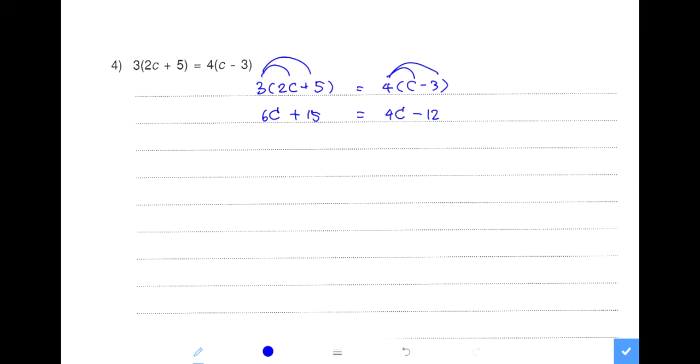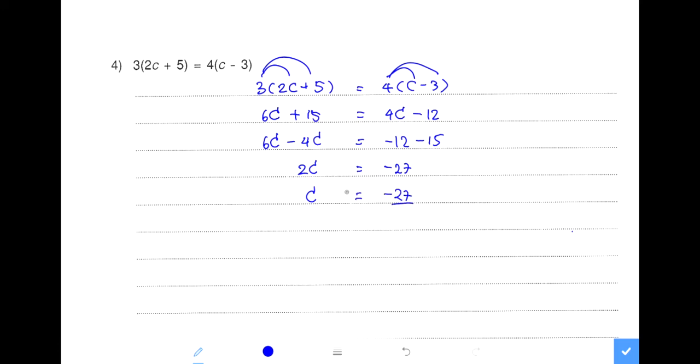Okay, so then we move all the c's to the left, right? 6c, opposite of plus 4c is minus 4c. And this is negative 12. Opposite of plus 15 is minus 15. 6 minus 4 is 2, so 2c is negative 12 and minus 15, so it will be more negative. So it's negative 27. Right? So 2c is negative 27.